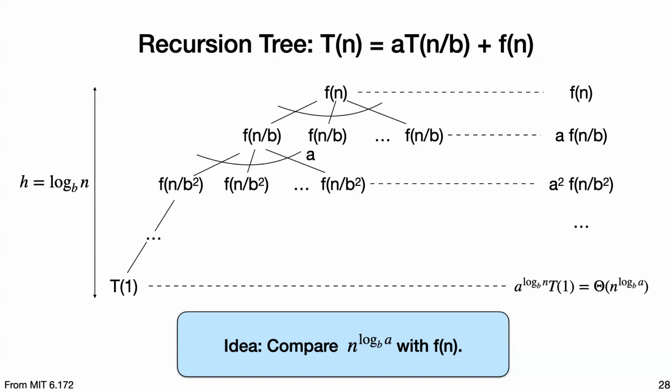And the idea behind the master theorem is that we compare this, which is the number of leaves, with f of n, which is the work that you have to do at every level.